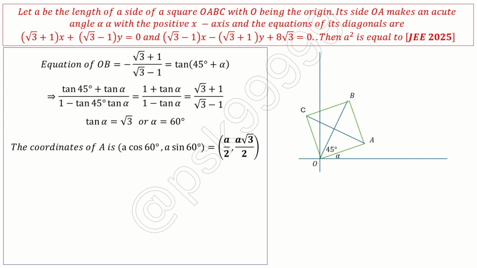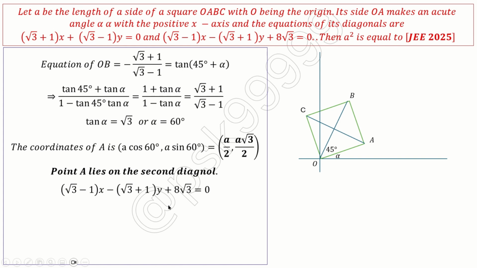Okay, now the coordinates of A: because the side is A, right, A cos 60 comma A sin 60, because alpha is 60. So this coordinates is A cos 60, A sin 60, which is nothing but A by 2 comma A square root of 3 by 2. Okay, now we know this one. This point lies on the second diagonal, correct? Because we have the second diagonal equation here, AC. So A lies on AC, so you substitute these values in the AC.